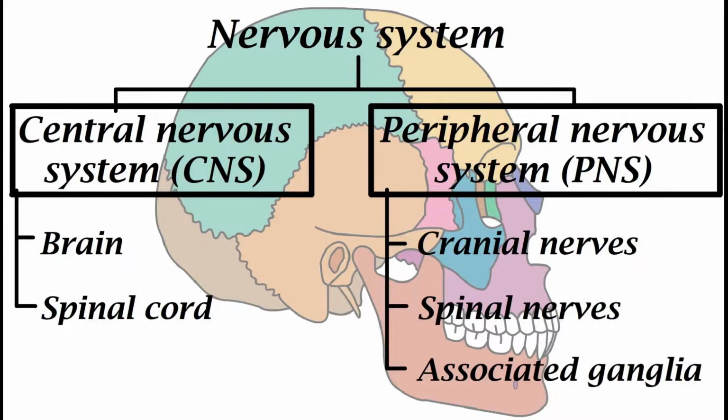The nervous system can be divided into the central nervous system and the peripheral nervous system. The central nervous system contains the brain and spinal cord, and the peripheral nervous system contains the cranial nerves, spinal nerves and associated ganglia.